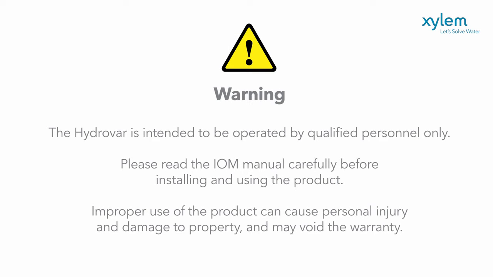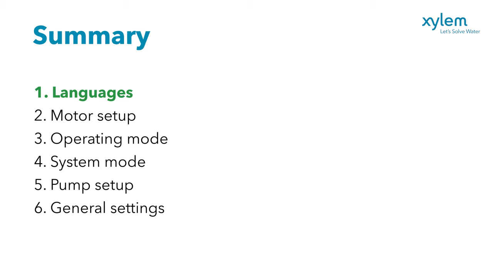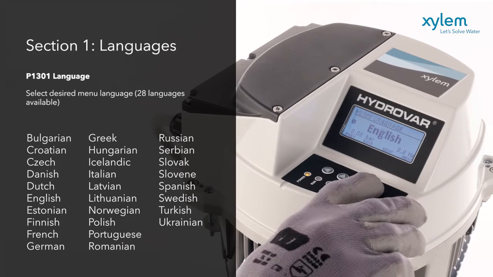The Hydrovar is intended to be operated by qualified personnel only. Please read the IOM manual carefully before installing and using the product. Improper use of the product can cause personal injury and damage to property and may void the warranty. Setup is simple for anyone, anywhere, with a choice of 28 language settings.